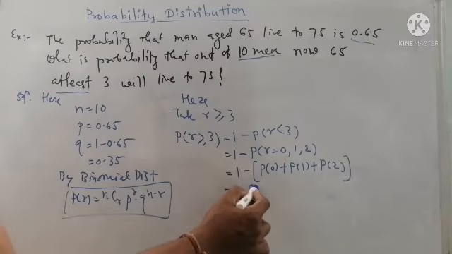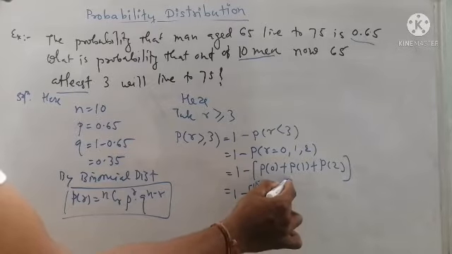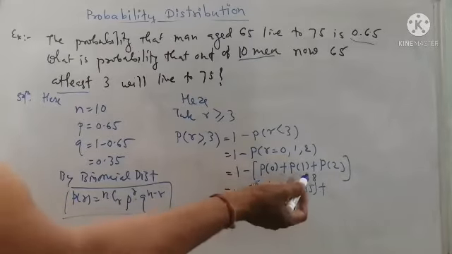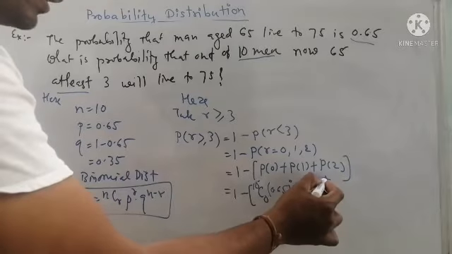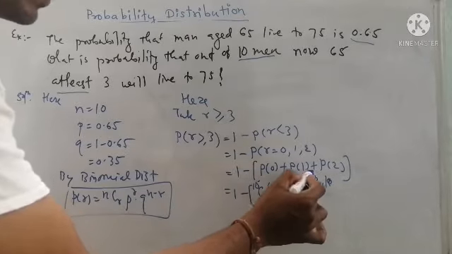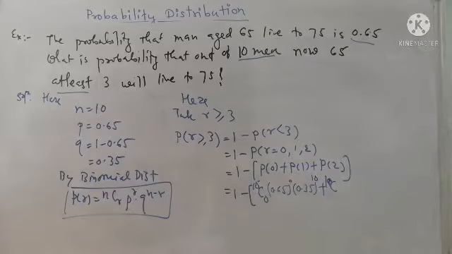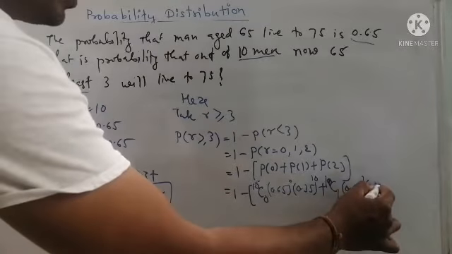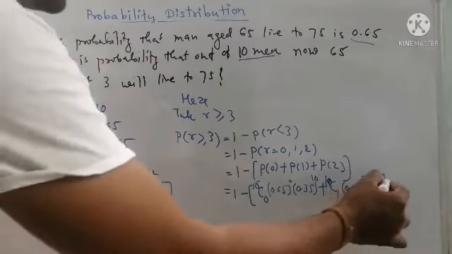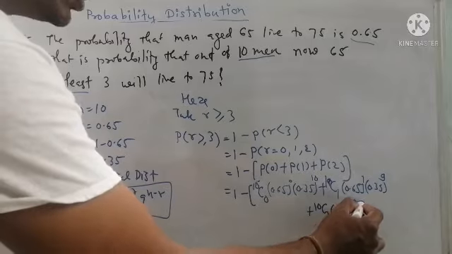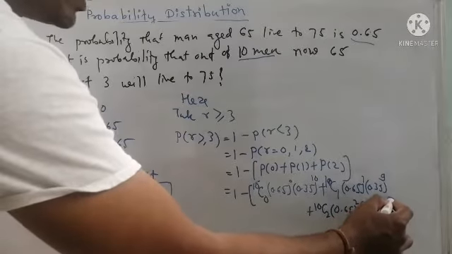Now the value of P of 0, putting R equal to 0 in this formula of nCr, as N is equal to 10: 10C0, P is 0.65 raised to 0, Q is 0.35 raised to 10 minus 0, that is 10, plus P of 1, putting R equal to 1 in this formula, 10C1 into 0.65 raised to 1, 0.35 raised to 10 minus 1, that is 9, plus P of 2 as 10C2, 0.65 raised to 2, 0.35 raised to 10 minus 2, that is 8.